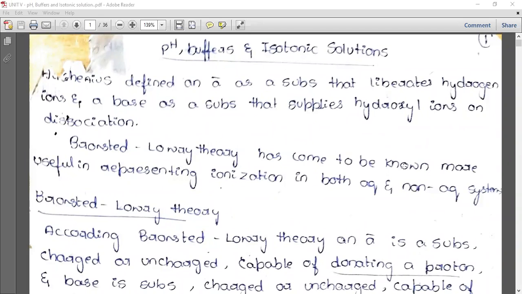Fine. So the next chapter, that is the fifth unit, pH, buffers and isotonic solution. Before we go on, I'll stop this so that you can answer. According to you people, what do you mean by pH?